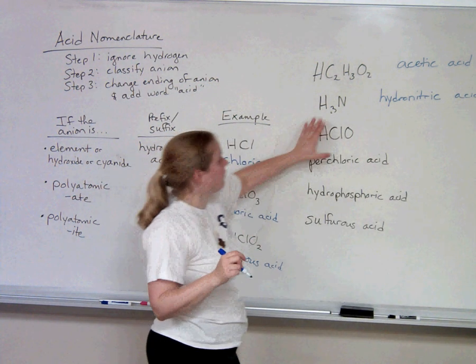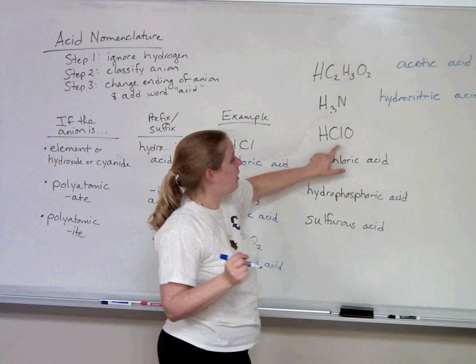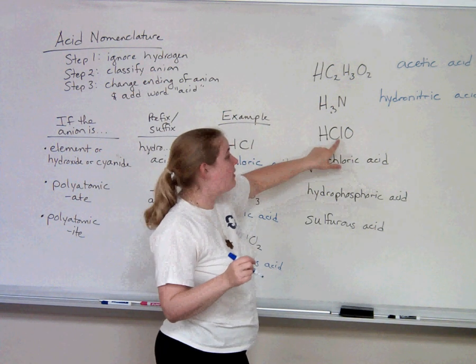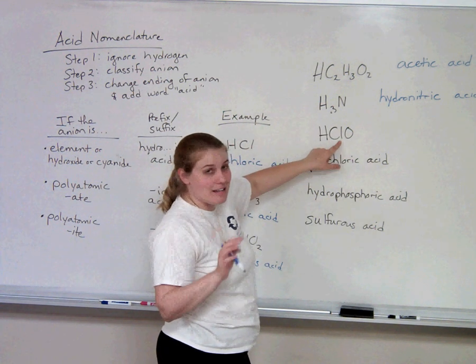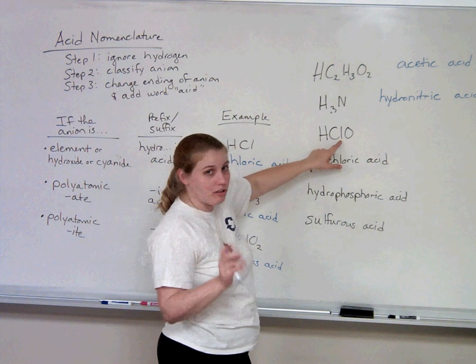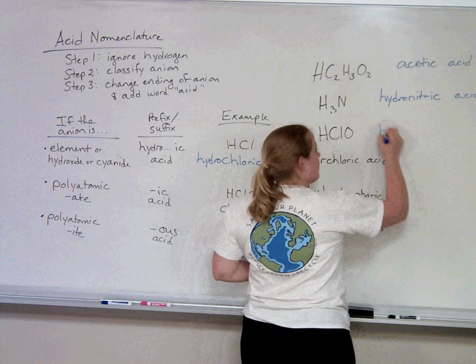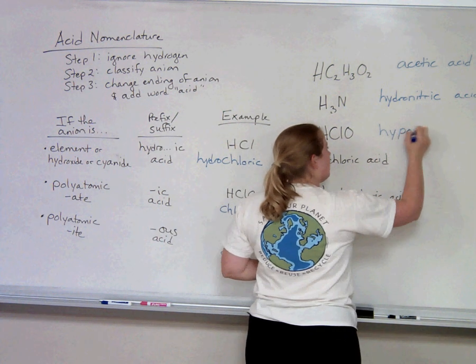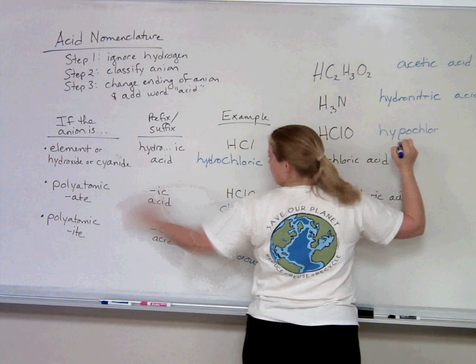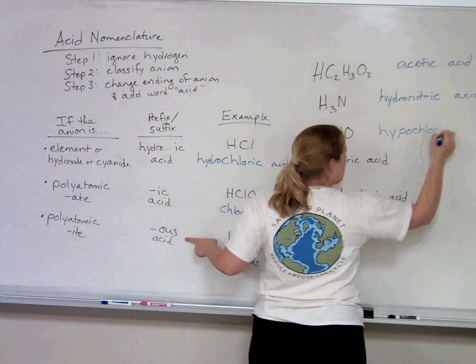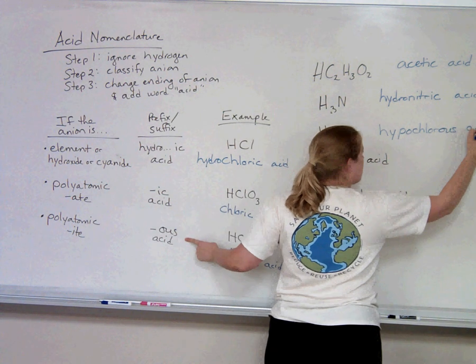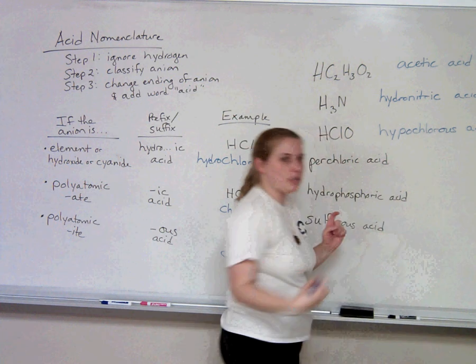Last one here for the naming. Ignore the hydrogen. Polyatomic, capital letter here, capital letter there. This is an L, not an I. It's never going to be Ci, it's always Cl, chlorine. So this polyatomic is hypochlorite. Because it's an ite, we're going to change the ending to ous and add the word acid. So it becomes hypochlorous acid.